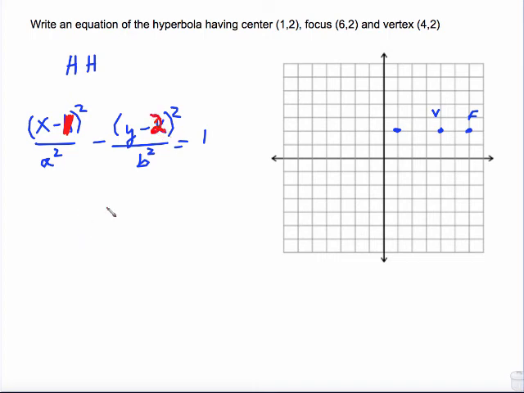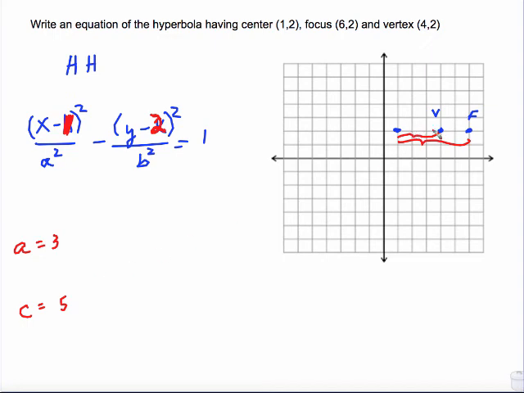To be able to finish this, I have to come up with A and B. Well, the center was right here. The distance from the center to the vertex horizontally is our A value. All I have to do is count that on the graph to get from 1 out to 4. That's a distance of 3. We just found out what our A value was. The distance from the center out to the focus is the C value. So to get from 1 out to 6, C is 5.